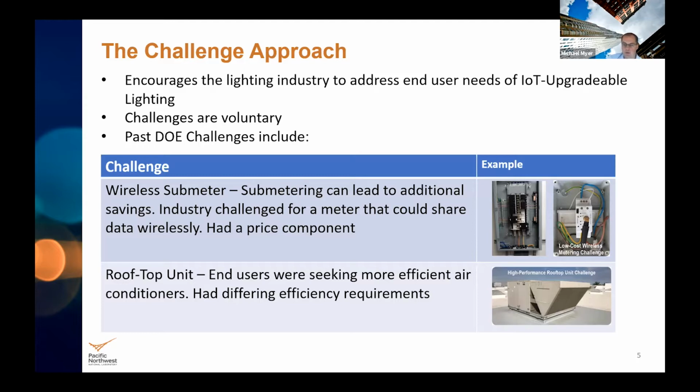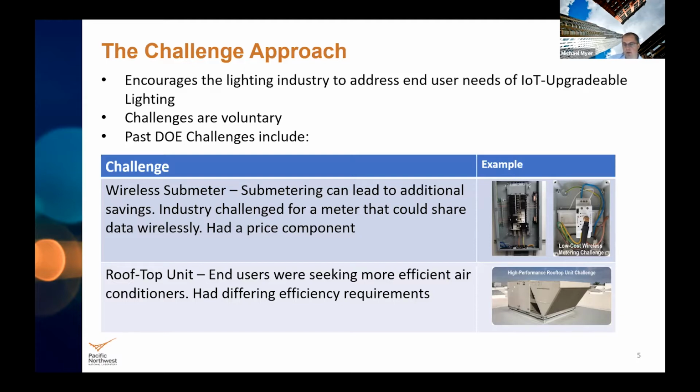There are two pretty famous examples, at least from the Department of Energy in the challenge world. One, in that first row, is the wireless submeter. The idea was that they wanted a meter that could be installed, after installation, that would provide some submetering and share information. It had a price component.